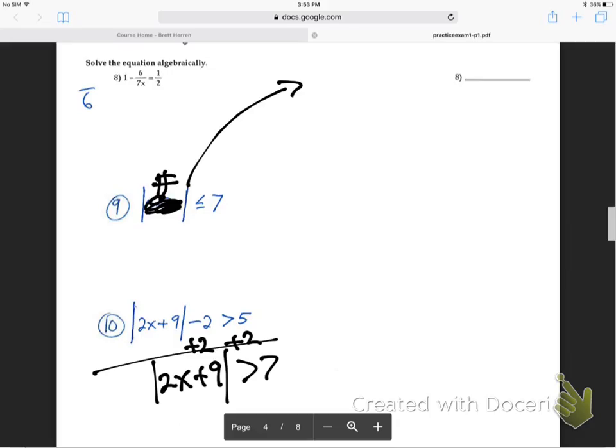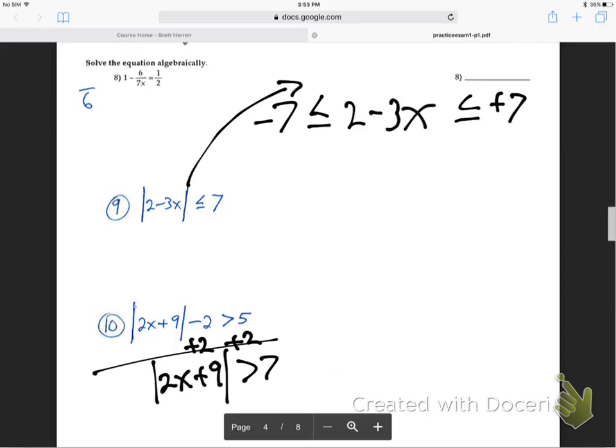That number must be between -7 and +7. That's what it means for the absolute value of something to be smaller than 7. So I go, oh, that just means it's between +7 and -7. I don't need to memorize anything. That's what it means.